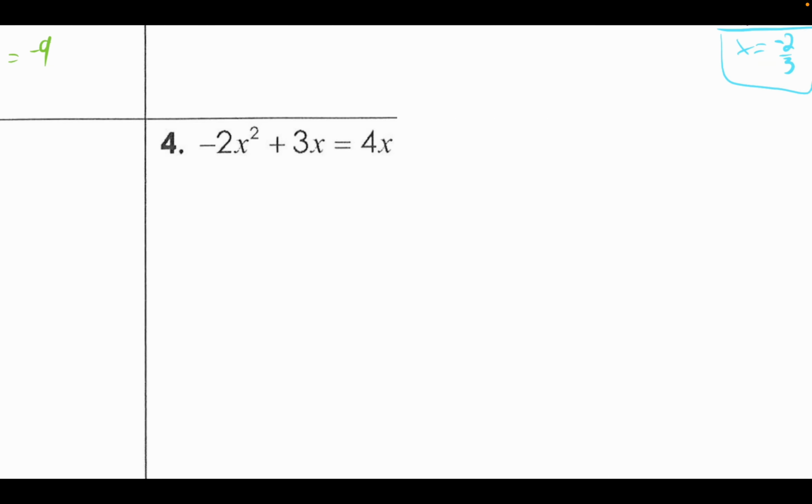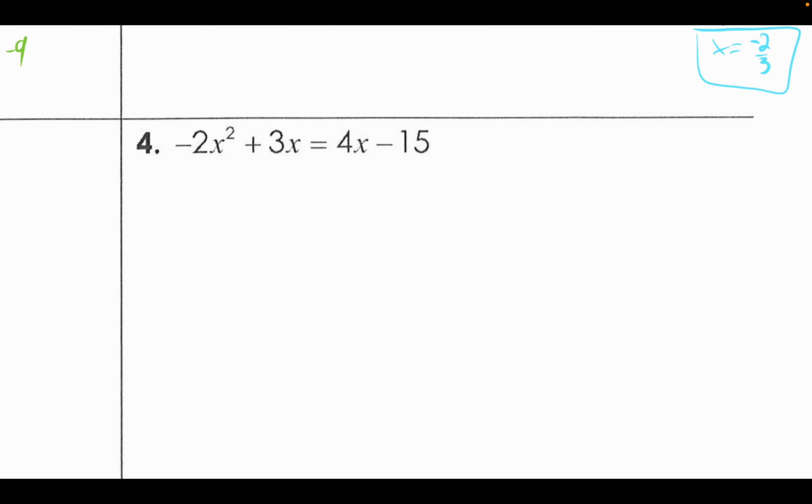Moving on to number 4. Once again, it's not equal to 0, so we need to subtract 4x and add 15. Or if you wanted to, you could add 2x squared and subtract 3x. Either way would accomplish the same task. Let's just say I move things from the right to the left. So I get negative 2x squared minus 1x plus 15 equals 0.